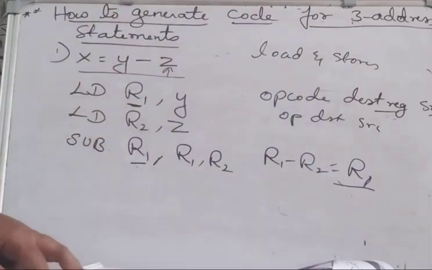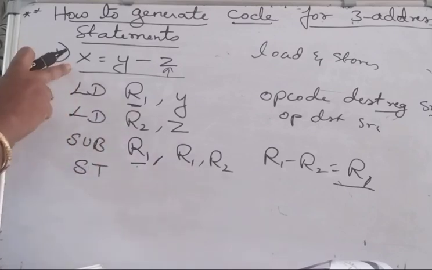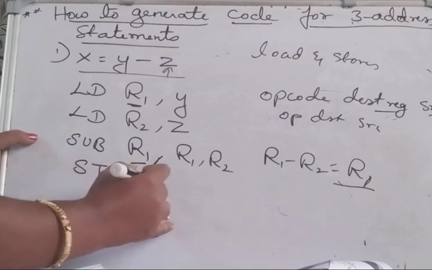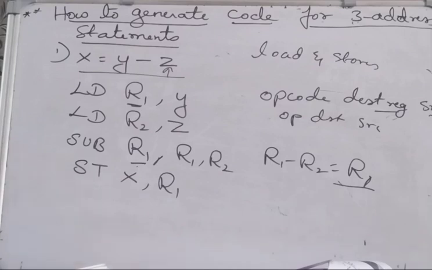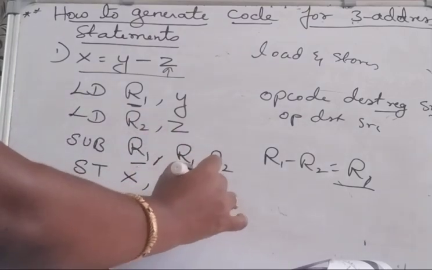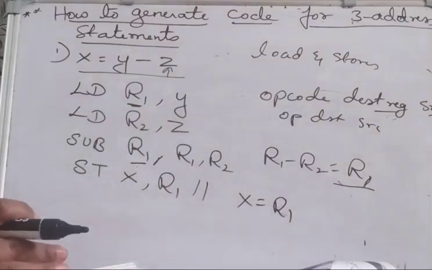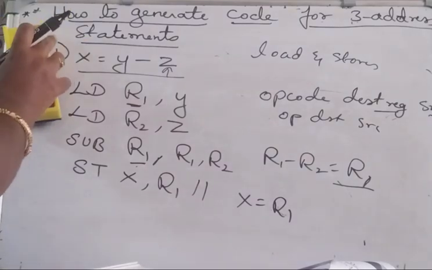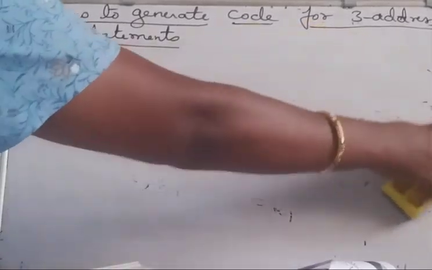So where is our result now? It is in r1. So next, what should I write? Store. Store the result of x = the instruction into memory. Store x, r1, where r1 holds my result. The meaning of this instruction is x equals r1. So like this, we generated the code for the given expression. Hope you have understood this. I'll take one more example to help you understand better.